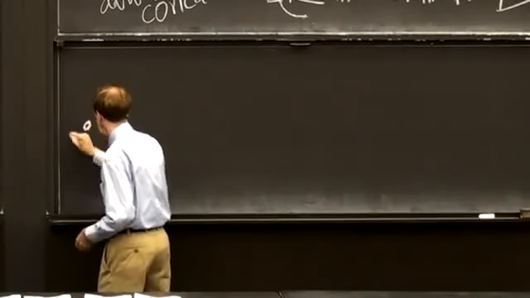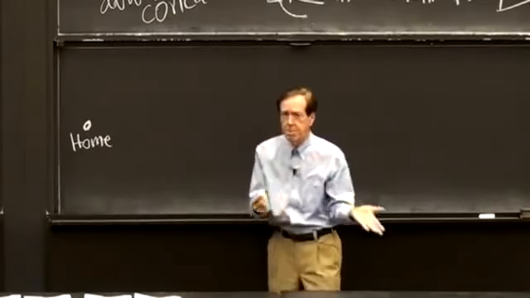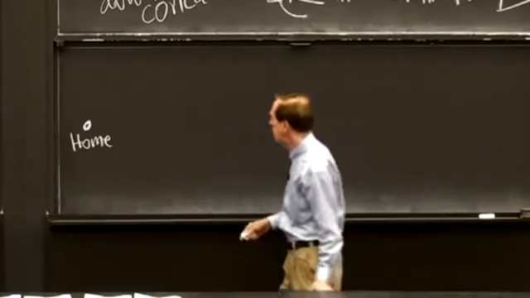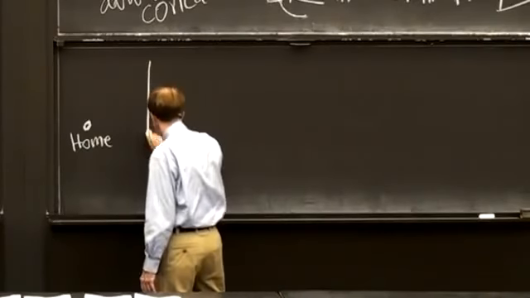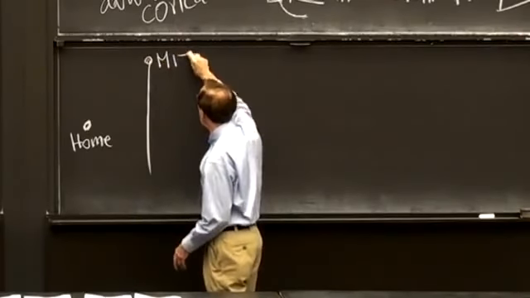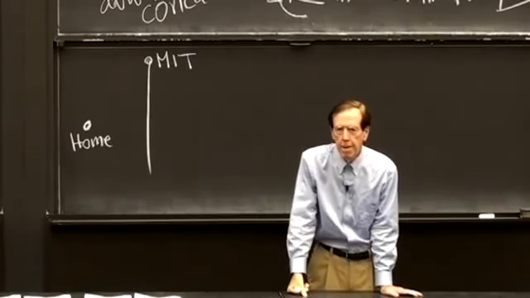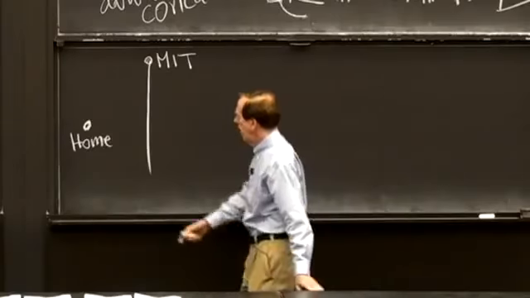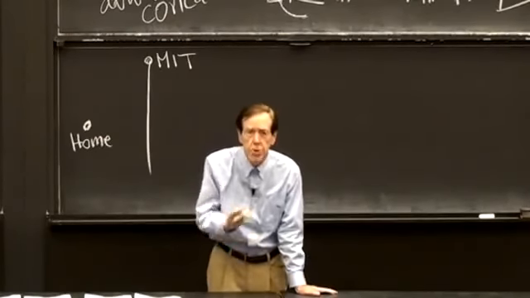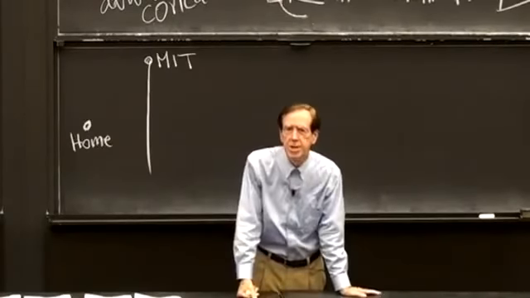I live here, so here's home. And there is the Mass Pike, the fast road to MIT. So let me put in the Mass Pike here. And let's say that's MIT. And I'm trying to get there as fast as possible. Okay. So, for part of the time, I'm going to have to drive on city streets. I do have to drive on city streets. And then I get to go on the Mass Pike, which is, let's say, twice as fast.